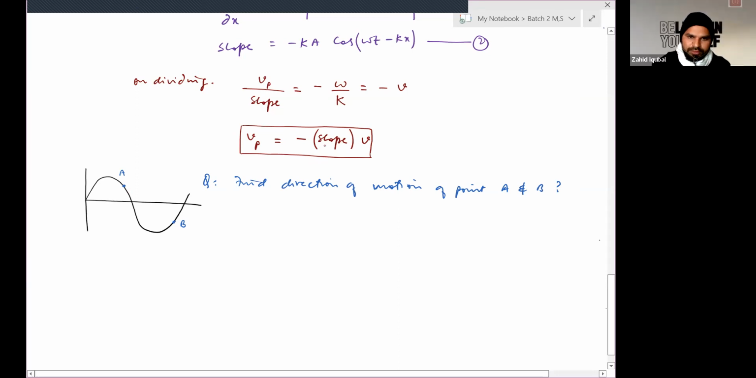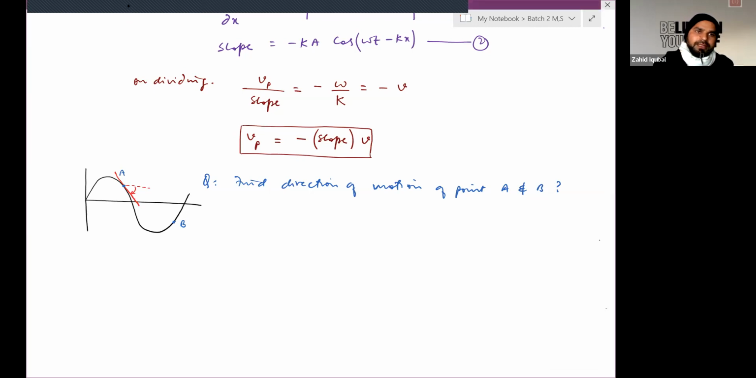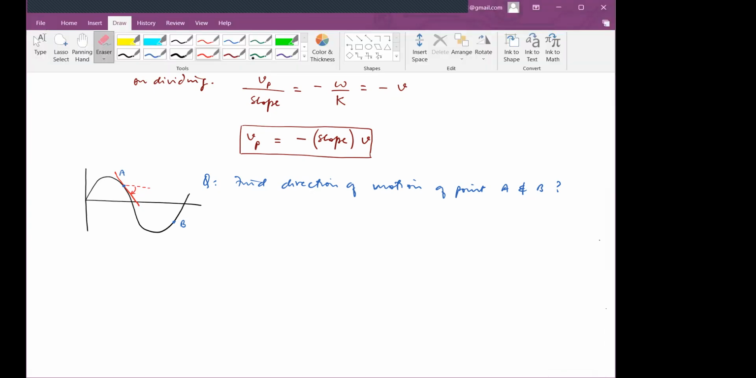Let me define how to solve. According to the above relation, first we have to calculate slope at that instant. So for slope, just draw a tangent like this. Draw a horizontal line to that point and define its inclination. Is it positive angle or negative angle? At point A, is the inclination positive or negative? This is your horizontal line. It is going downward, so we can say this is negative. Is it clear? Yes, sir.